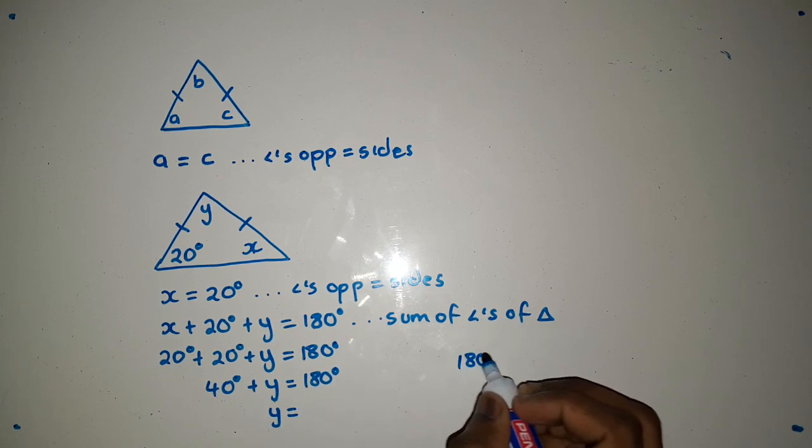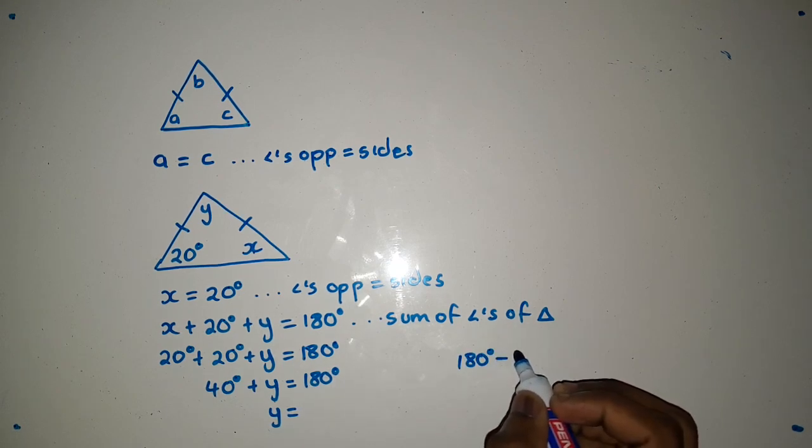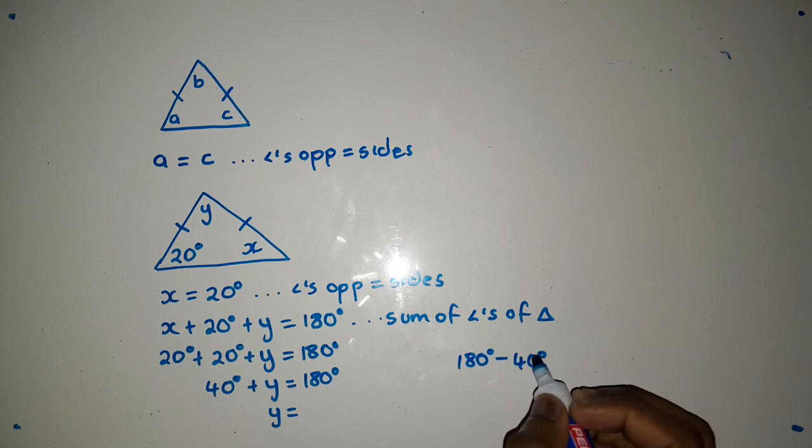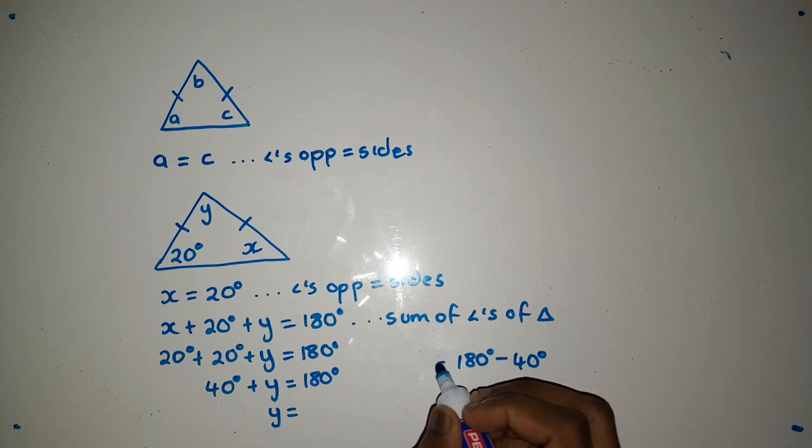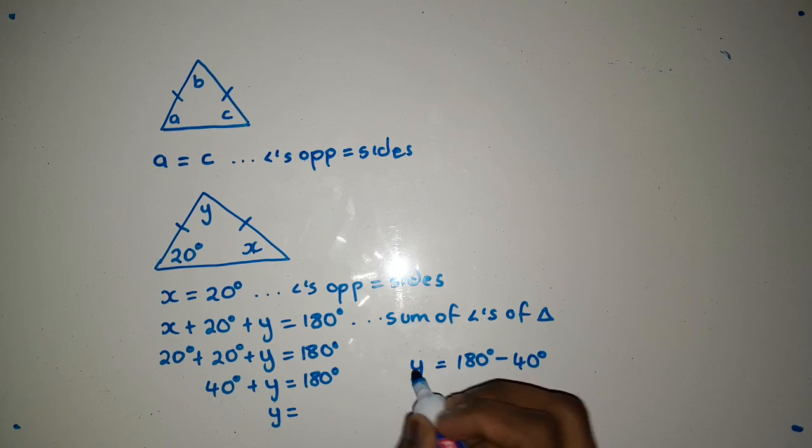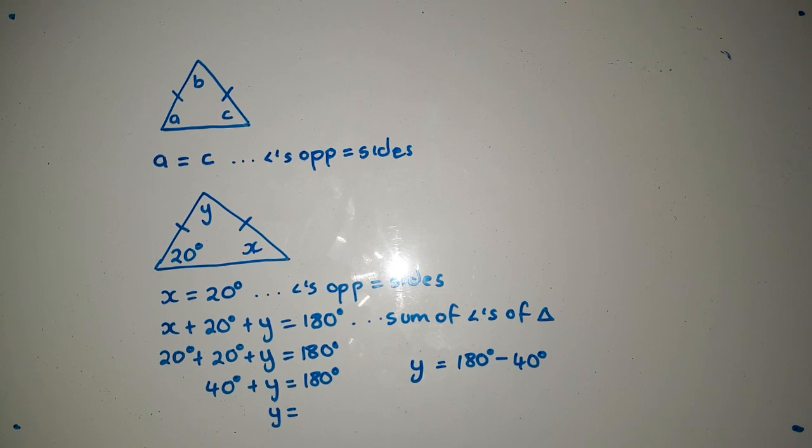Finally, our answer is going to be 180, let me write somewhere here, minus 40 for your y, like this. Then you are going to get 180 minus 40, which is 140. I don't have much space, like this. Do you understand?